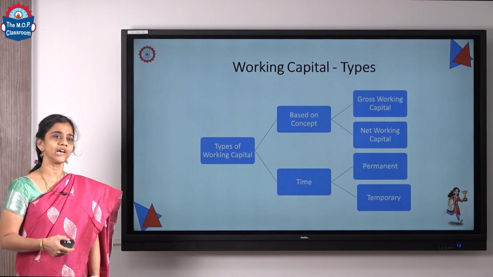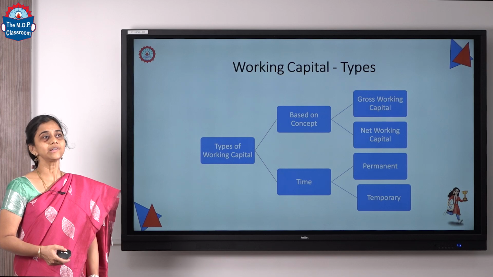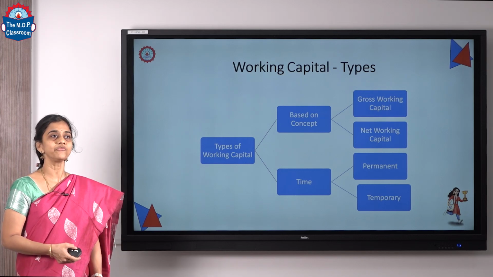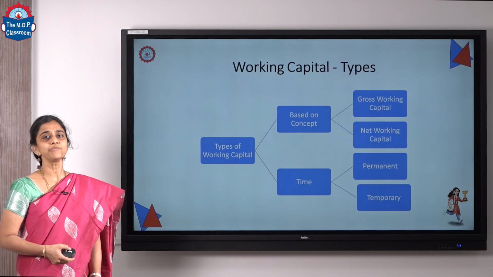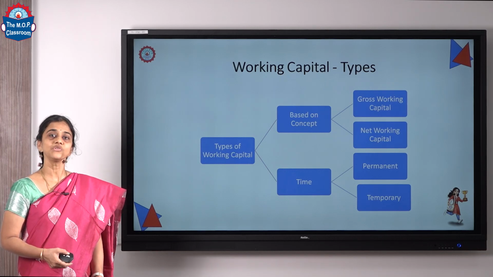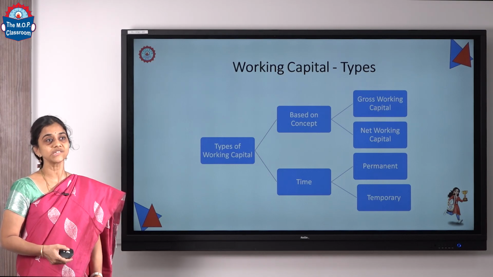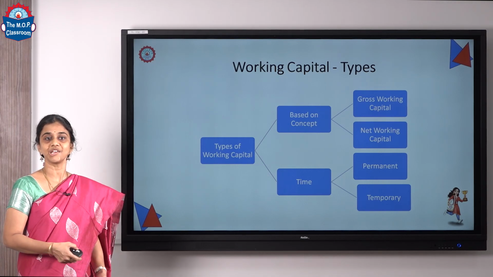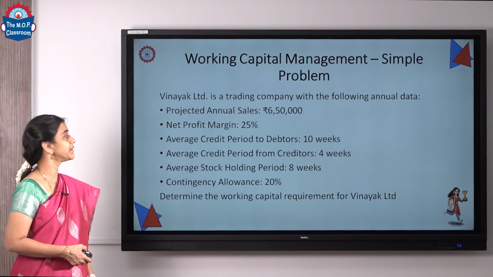For example, if I am into manufacturing paper and making notebooks, definitely during exam time, say from February to May, when students take up exams, that's the time when my production and sales are at peak. So naturally my working capital requirement will be higher during those times than the other times in the year. Now I thought I'll discuss a simple problem on working capital.